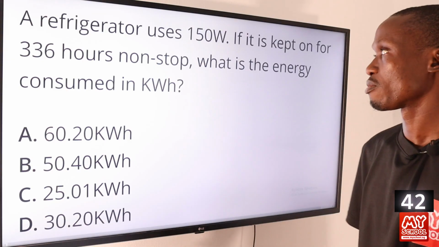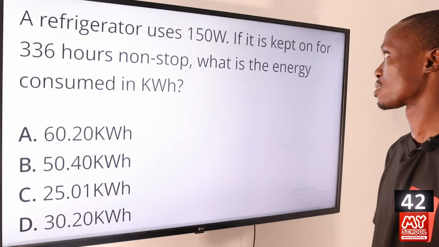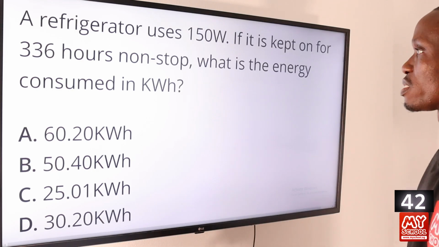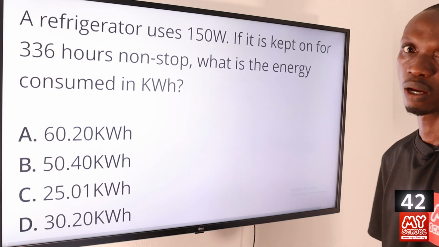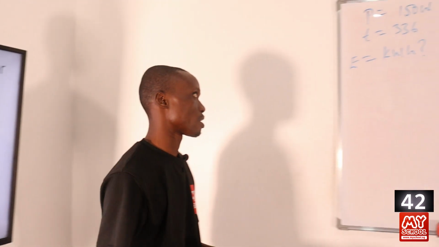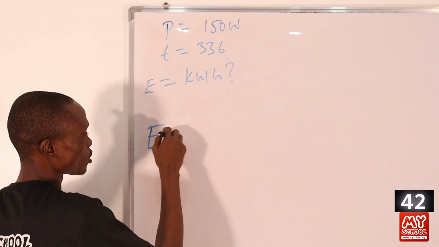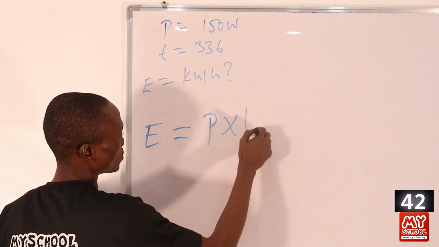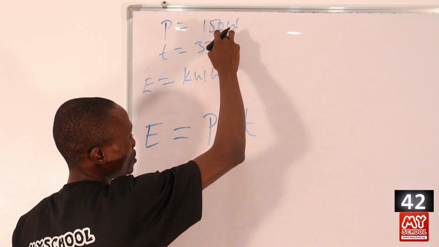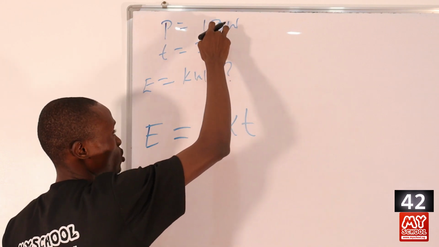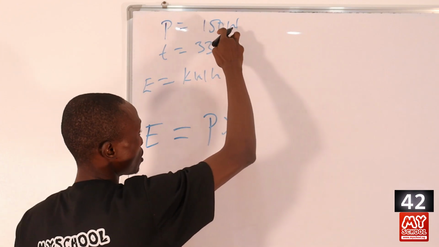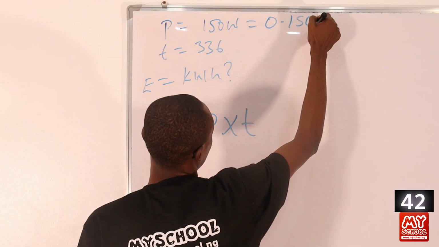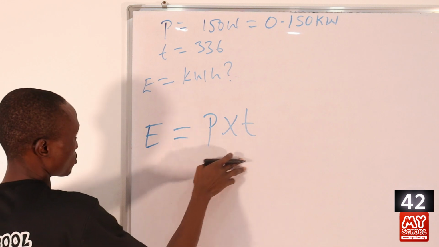Question 42. A refrigerator uses 150 watts. If it is kept on for 336 hours non-stop, what is the energy consumed in kilowatt hour? Let's move to the board to provide the answer to this question. Energy consumed, or energy expended, or energy used, is equal to power times time. But our power must be in kilowatt, so we have to convert this to kilowatt by simply dividing by 1000. If we divide 150 by 1000, we'll have 0.150 kilowatts.